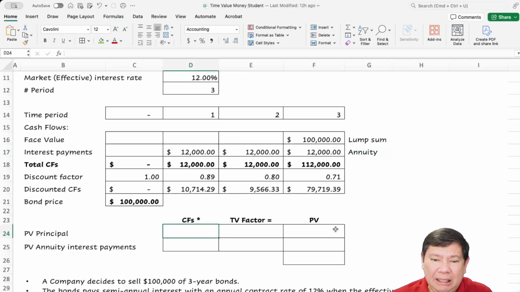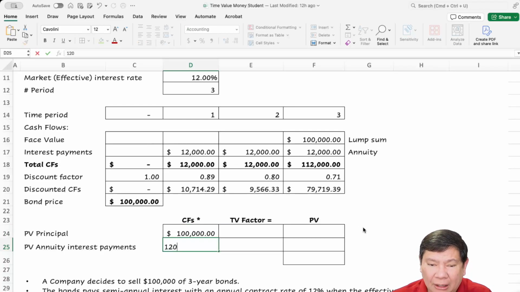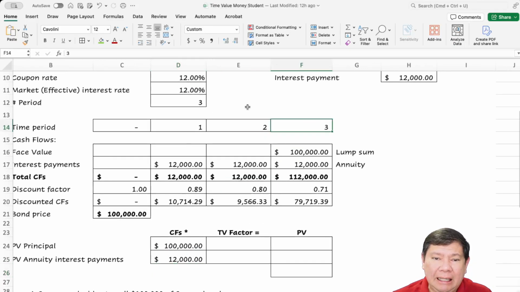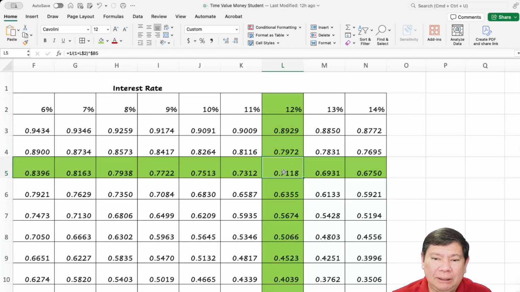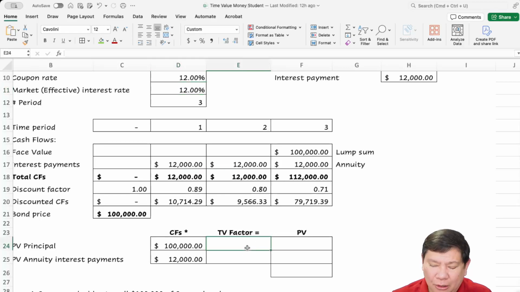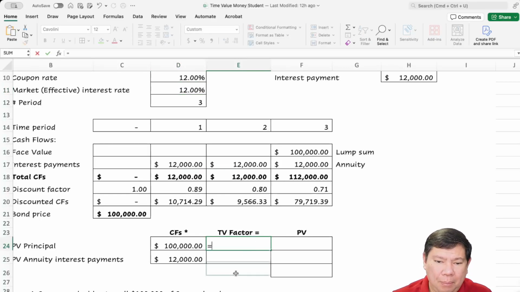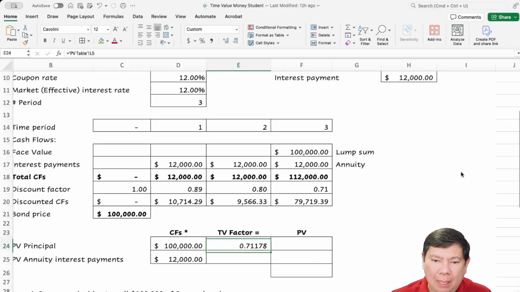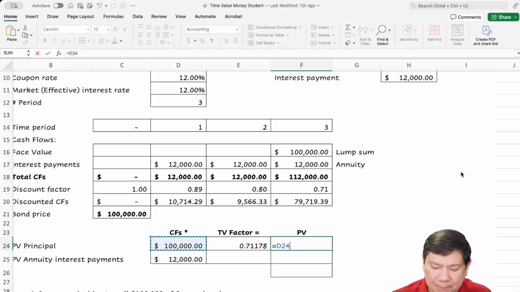Okay, so the principal 100,000, the interest is 12,000. Okay, and we're going to use 3 years, 12%. 12% and 3 years is 0.7118. So I just copy that. And I multiply.